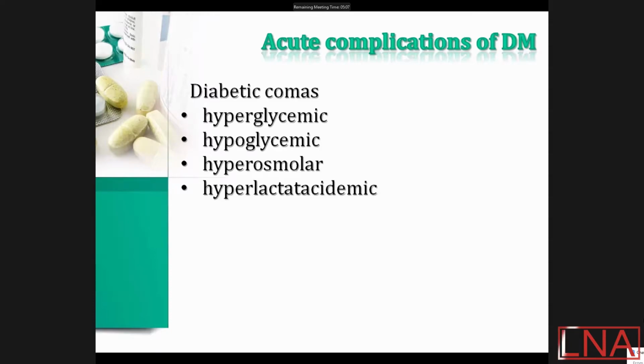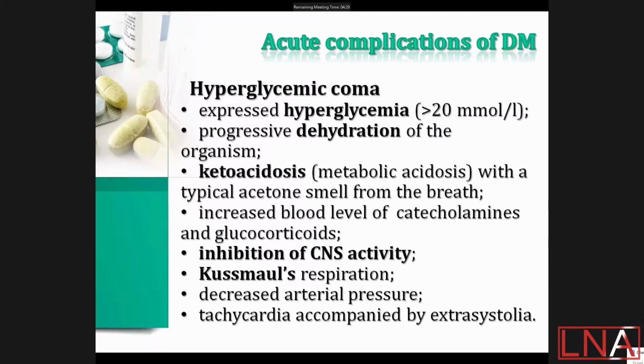One more thing, there are a lot of complications of diabetes mellitus, and even if the patient has therapy and takes drugs, any complication is possible. The most dangerous acute complication is diabetic coma. There are 4 types of diabetic coma: hyperglycemic, meaning high level of glucose; hypoglycemic; hyperosmolar; and hyperlactacidemic.